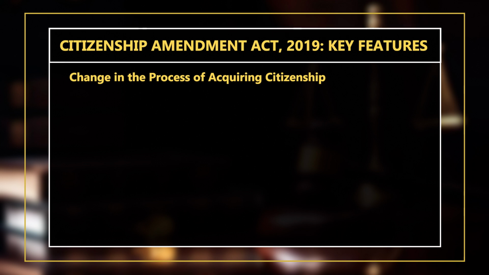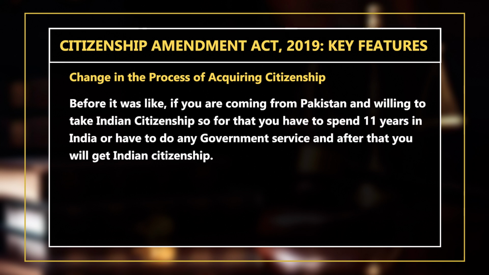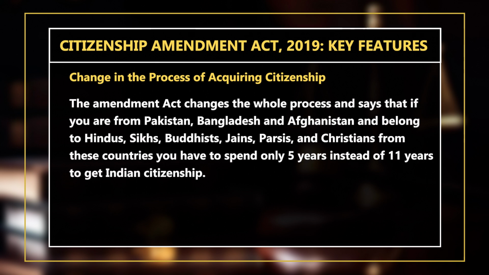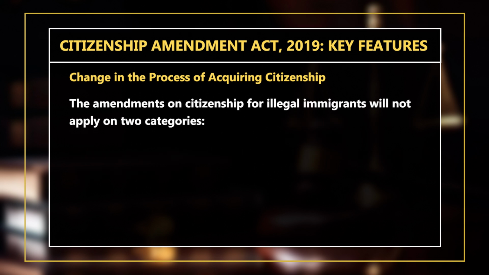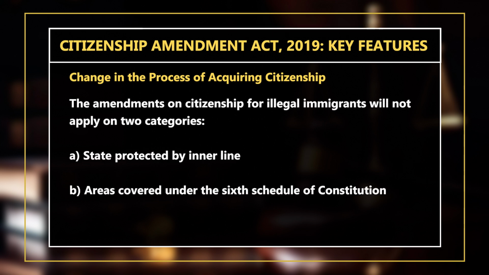The changes in the process of acquiring citizenship. Before, if you were coming from Pakistan and willing to take Indian citizenship, you had to spend 11 years in India or do any government service, and after that you would get Indian citizenship. The Amendment Act changes the whole process and says that if you are from Pakistan, Bangladesh and Afghanistan and belong to Hindu, Sikh, Buddhist, Jain, Parsi and Christian communities from these countries, you have to spend only 5 years instead of 11 years to get Indian citizenship. The amendment on citizenship for illegal immigrants will not apply to 2 categories. First is states protected by the Inner Line, and second is areas covered under the 6th Schedule of the Constitution.